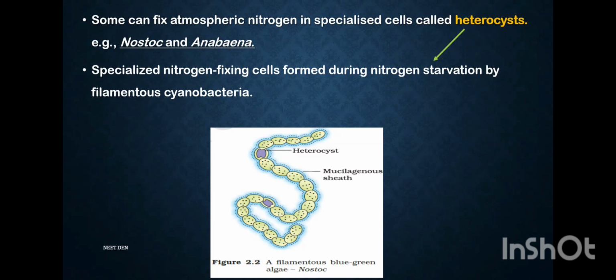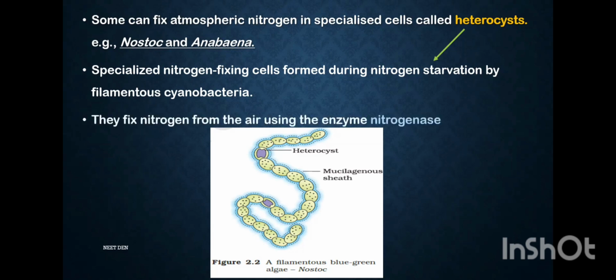Which are these bacteria which fix the atmospheric nitrogen? The examples are Nostoc and Anabaena. And this nitrogen is fixed in heterocytes. What are these heterocytes? They are specialized nitrogen fixing cells which are formed during nitrogen starvation by these filamentous cyanobacteria. So this nitrogen is utilized for production of all proteins, proteinaceous organelles and parts of this cyanobacteria.